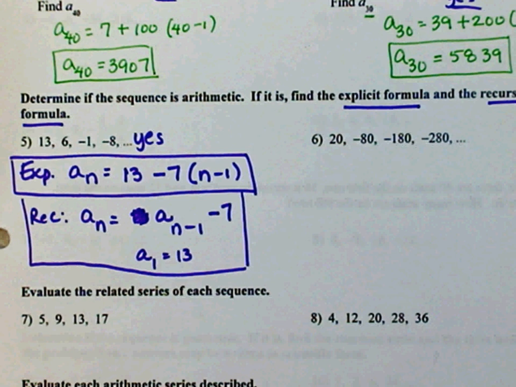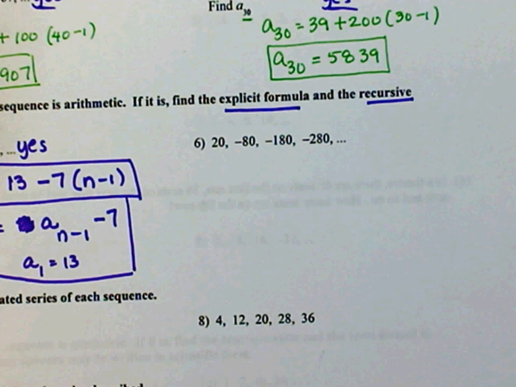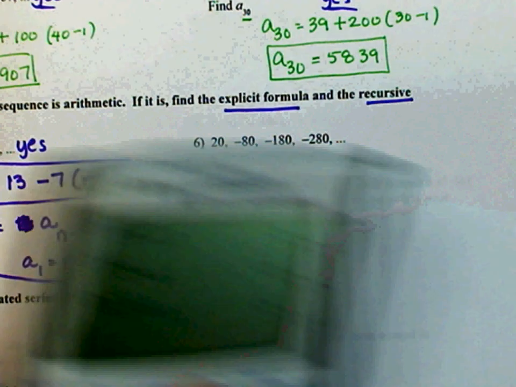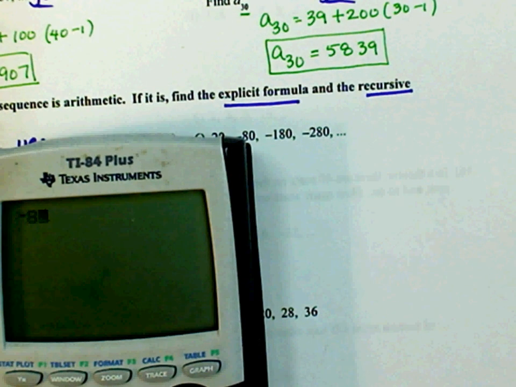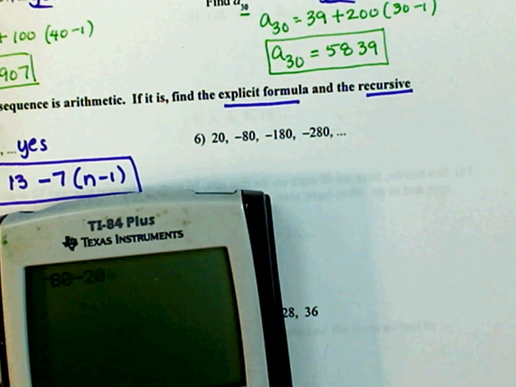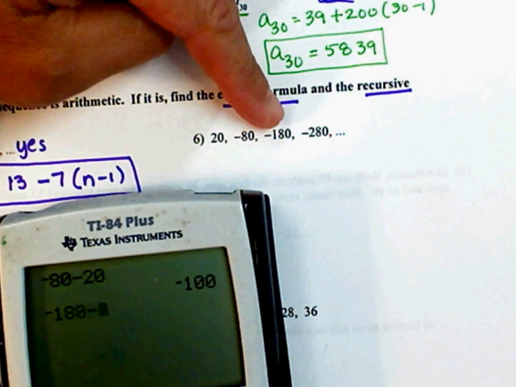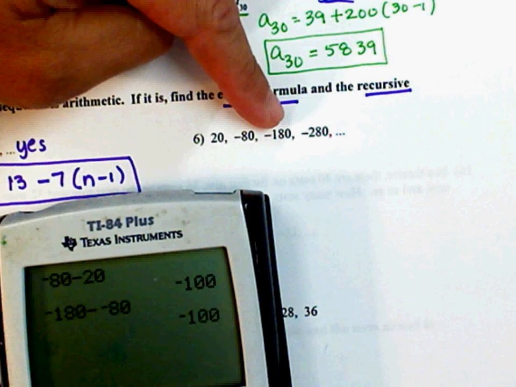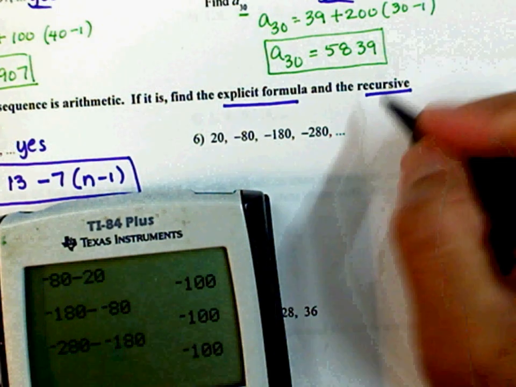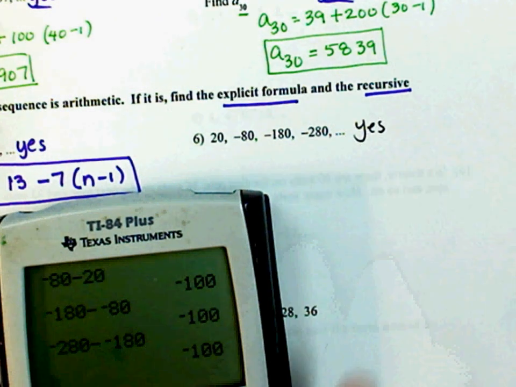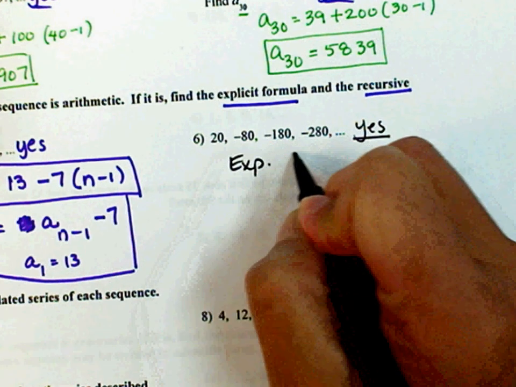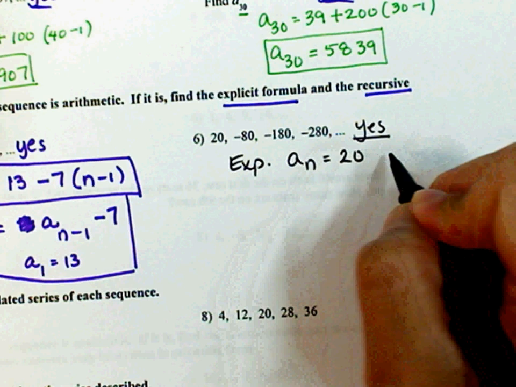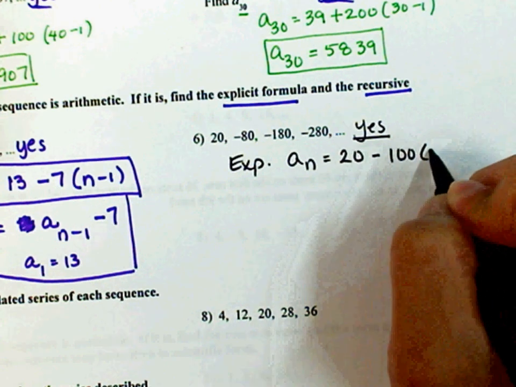On number 6, let's see if this one is also arithmetic. Okay, make sure you answer yes or no. Let me clear my calculator. Here we go. Negative 80 minus 20. Negative 180 minus negative 80. Negative 280 minus negative 180. And so your D is the same number every time, so it is arithmetic. Explicit formula looks like this. A sub n equals your first term minus 100, n minus 1, just like that.